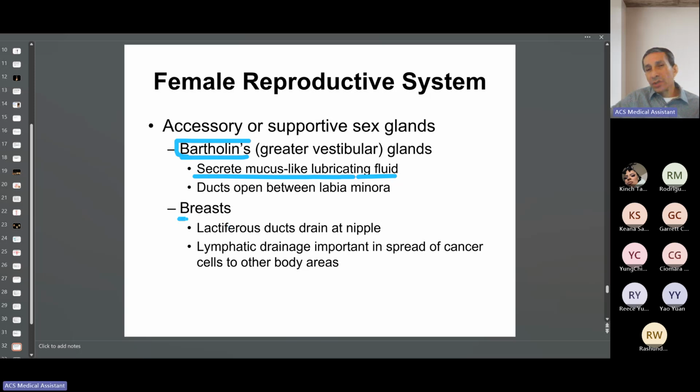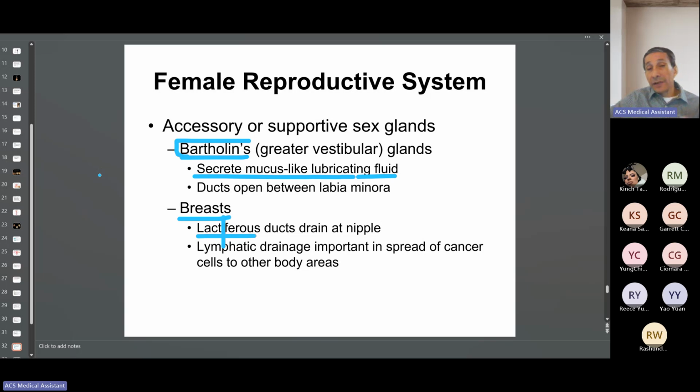Then we have another gland, which is the breast. This is called the lactiferous gland. Lacto means milk, because they produce milk through the nipples. This happens when the female becomes pregnant, because she is preparing to nurture the baby afterward. So that's basically what it is, nothing else.